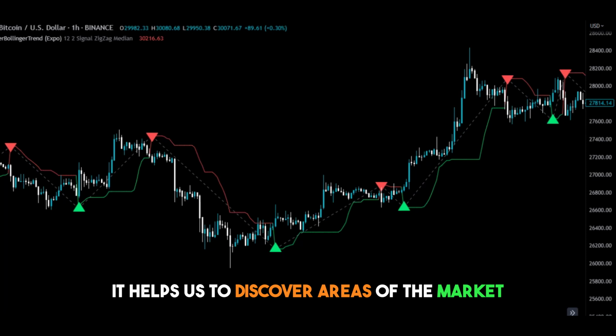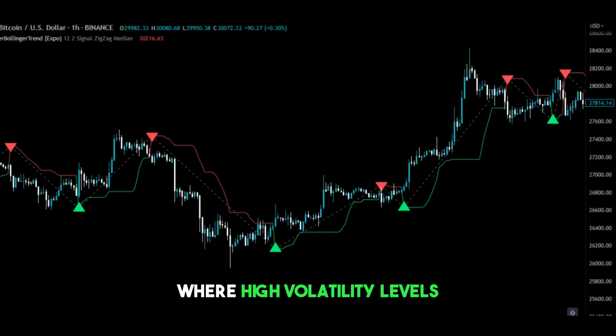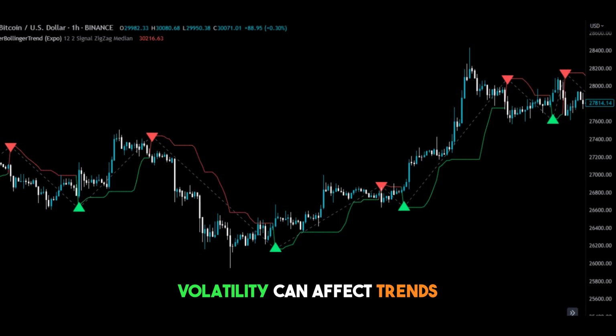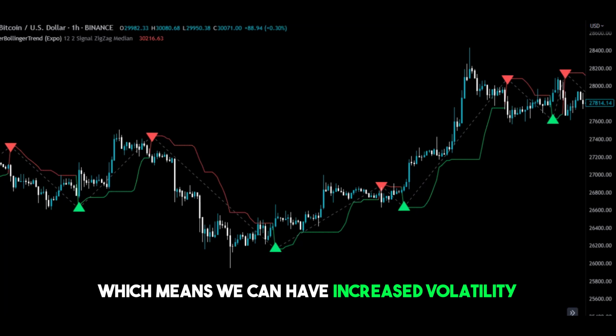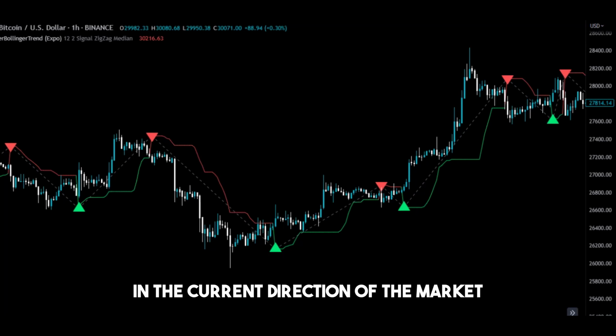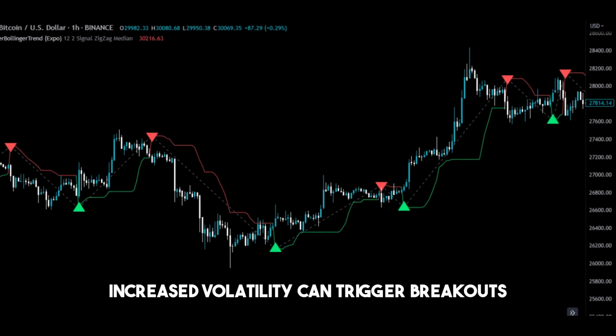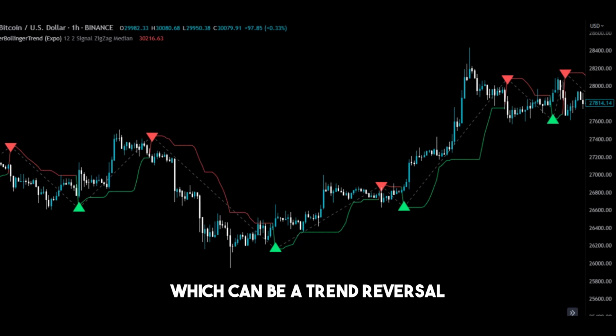In other words, it helps us to discover areas of the market where high volatility levels cause a stronger movement of the market. As you know, volatility can affect trends either by expanding them or contracting them, which means we can have increased volatility in the current direction of the market, so expanding of the trend and having greater price movement in that direction. Or, on the other hand, decreased volatility can contract trends, which causes pullbacks or range market and consolidation, and after that increased volatility can trigger breakouts, which can be a trend reversal or continuation of the prior trend.